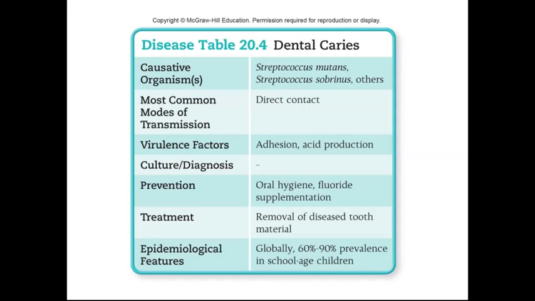So if we look at dental caries, the two most common bacteria that cause dental caries are Streptococcus mutans and Streptococcus sobrinus.